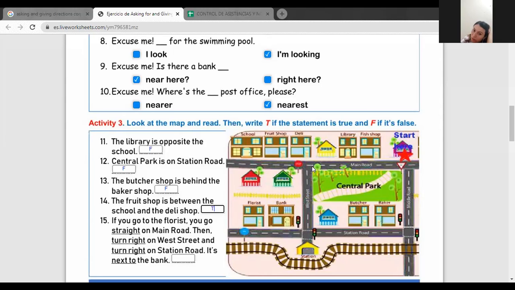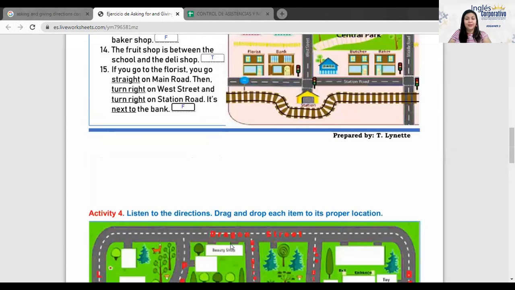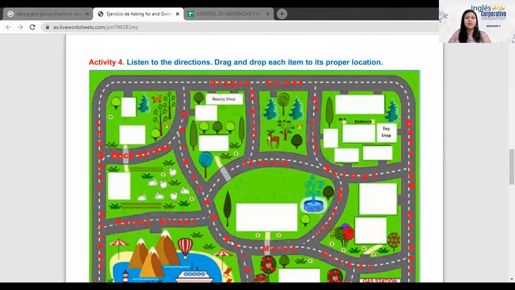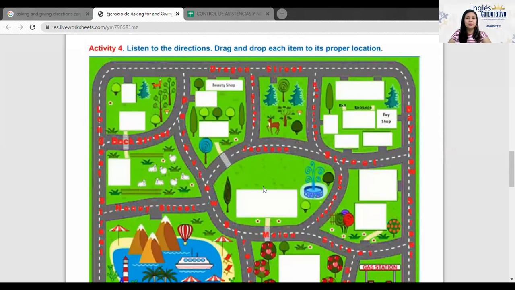On West Street. Turn right. It's false. Station Road. It's left. It's false. Next to the bank. Yeah, because you don't turn right, you turn left. Okay, false. Now listen to the directions, drag and drop each item to a proper location.